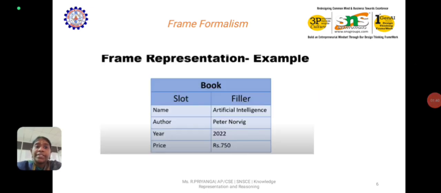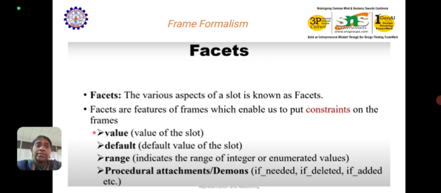An example of frame representation: first we take one book. In this book, who is the author? What is the name of the book? Which year was it published? And what is the price? Slot means this: name, author, year, price. These are the slots. Filler means we fill in the name, author, year, and price.